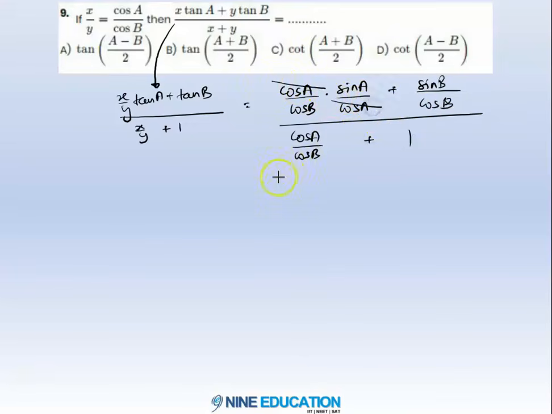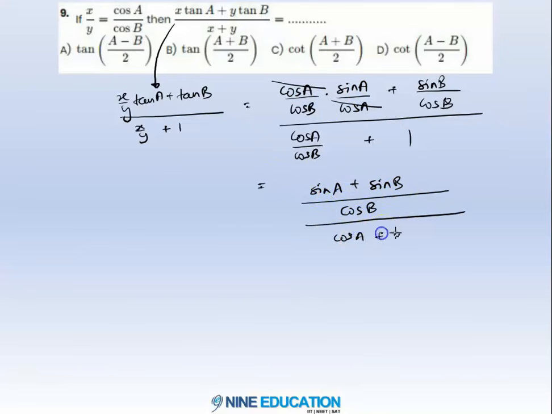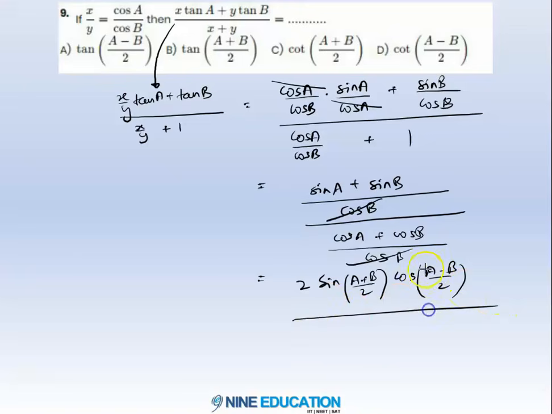Cos A cancelled. So now this will become sin A plus sin B divided by cos B, and this will become cos A plus cos B divided by cos B. So cos B will get cancelled, and the remaining expression, let us try to convert it by formula. Sin A plus sin B is nothing but 2 sin (A plus B by 2) cos (A minus B by 2), and cos A plus cos B is nothing but 2 cos (A plus B by 2) cos (A minus B by 2). So this term will get cancelled, 2 and 2. Answer will be tan (A plus B by 2), which is option B.